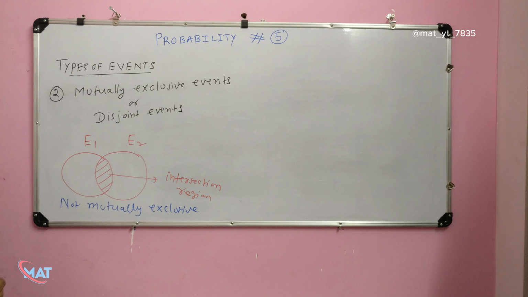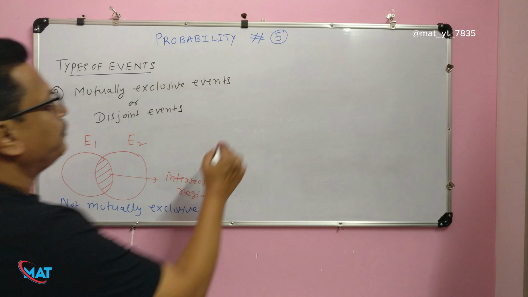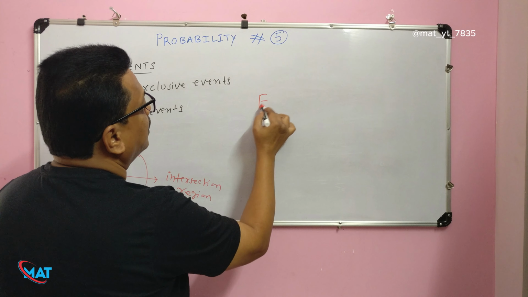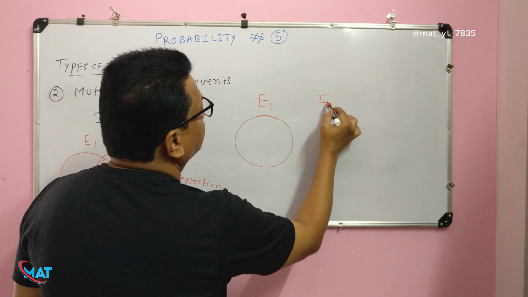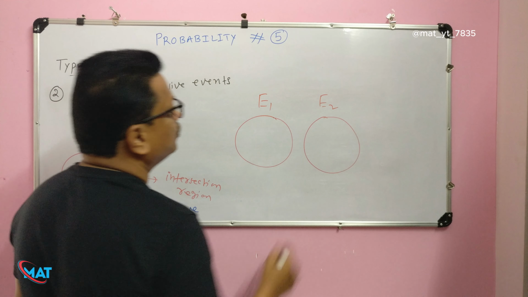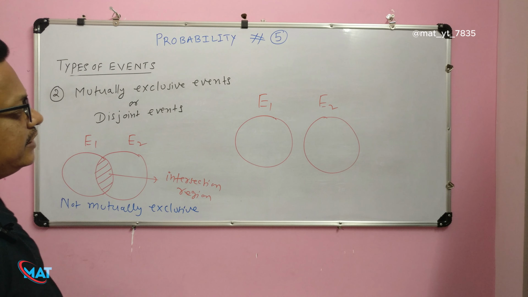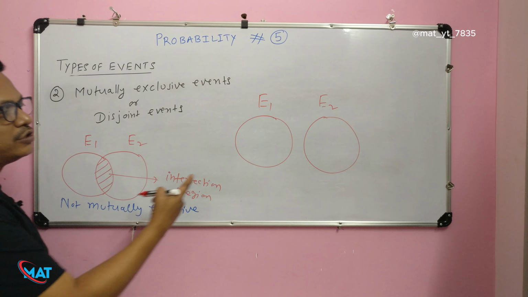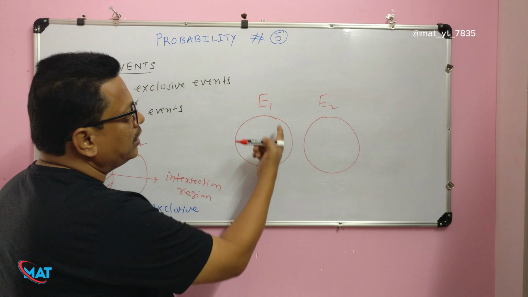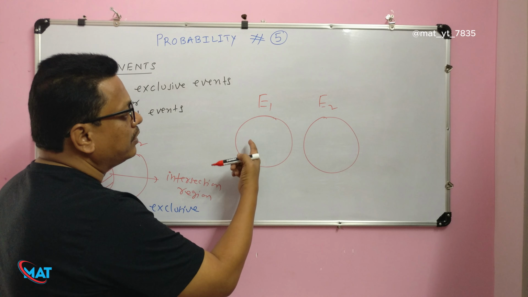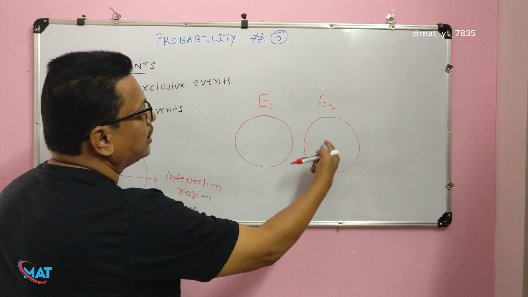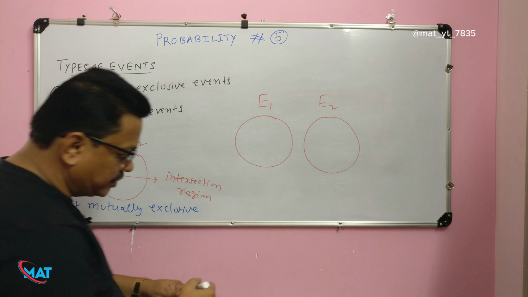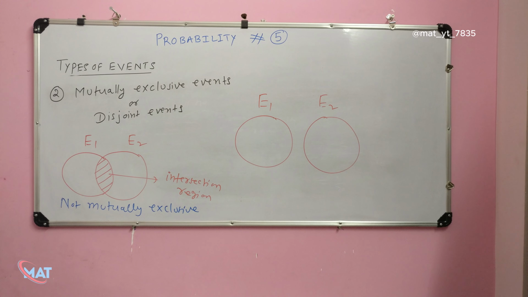Not mutually exclusive. On the other hand, if you happen to find like this, I'll take two events only here also. They are separated mutually. Here there is no intersection region. There is no overlap here. Whatever the outcomes are there in E1 cannot be there here, or whatever the outcomes are here cannot be here. So these are called mutually exclusive.